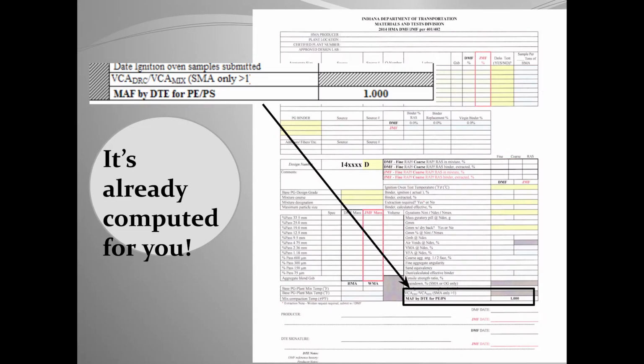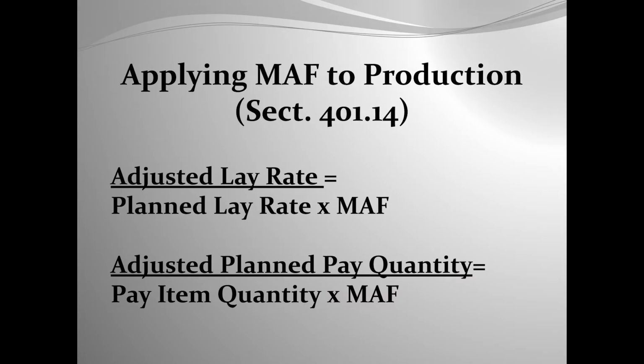Okay, like I said, the good news is it's given to you on the DMF form, so you're not going to need to calculate this on your own, but it is something to pay attention to if you either work in the lab or specify a mixture on your project. All right, so with that, it is time to apply MAF to our production rates. MAF will impact what your lay rate is. It's going to affect your planned pay quantity, so it's important that you calculate that before you move forward with production so you understand what the impact of that will be.